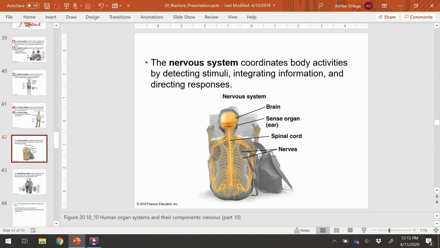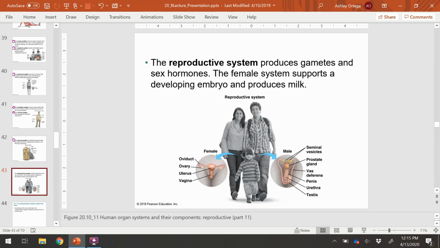Looking at the nervous system here, it's going to coordinate all the body activities by detecting stimuli and integrating that information and then directing a response. Then you have the reproductive system that produces gametes and sex hormones. The female system also has components to develop the embryo and produce milk.